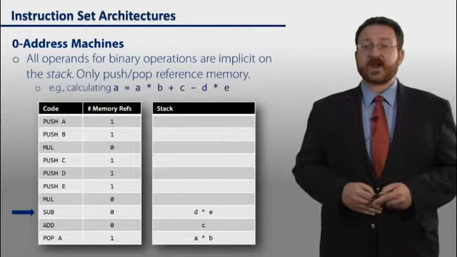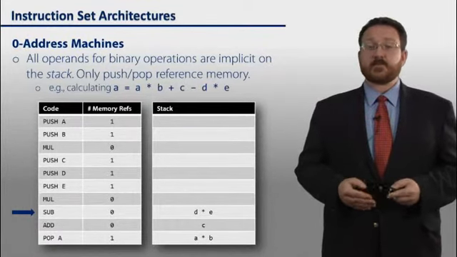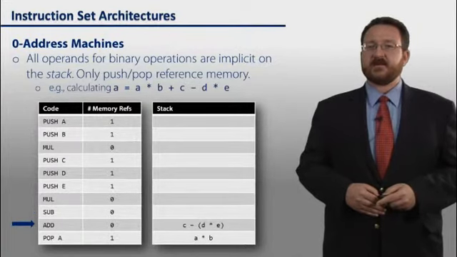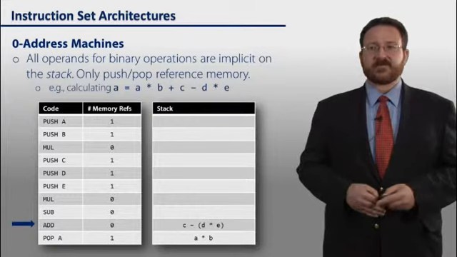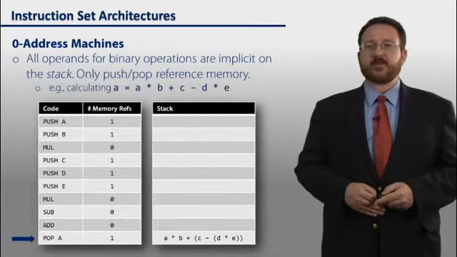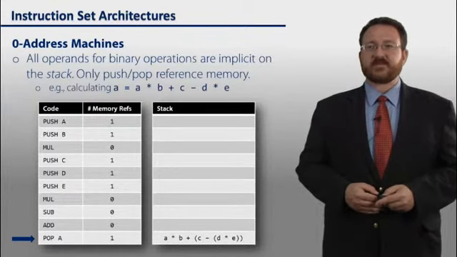Then we're going to do a subtraction. What are we going to subtract? We're going to subtract D times E from C, and then push the result back onto the stack again. Finally, we're going to do an add. What are we going to add? The two things that are on the top of the stack. And so we end up with our final computation on the top of the stack. What are we to do with that? Store it into the memory address indicated by A using a pop instruction.